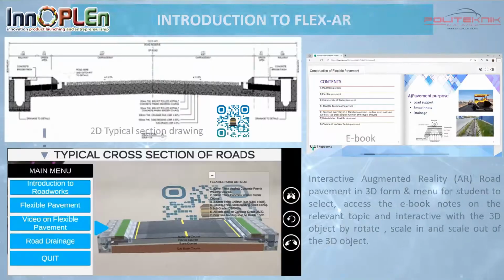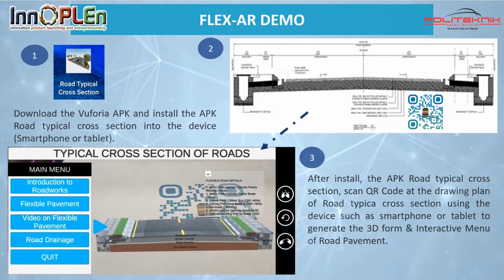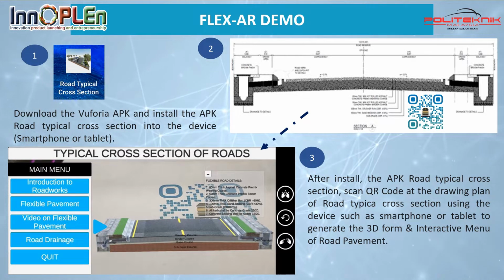Features of Flex AR. Provides detailed 3D. Provides digital information such as an ebook of road pavement. Provides features for self-learning content. Interactive menu and buttons for students. Interactive augmented reality, AR, road pavement in 3D form and a menu for students to select. Access the ebook notes on the relevant topic and interact with the 3D object by rotating, scaling in and scaling out the 3D object.